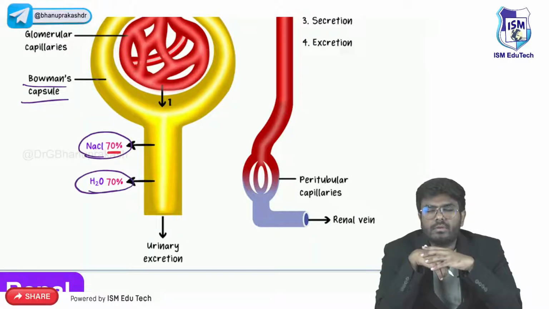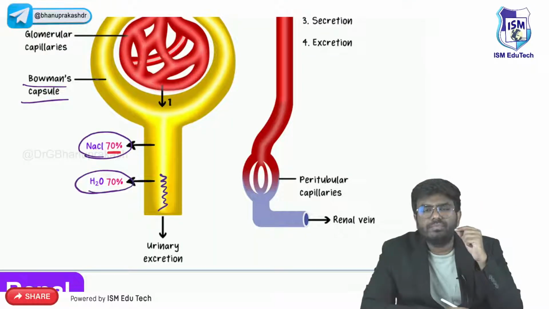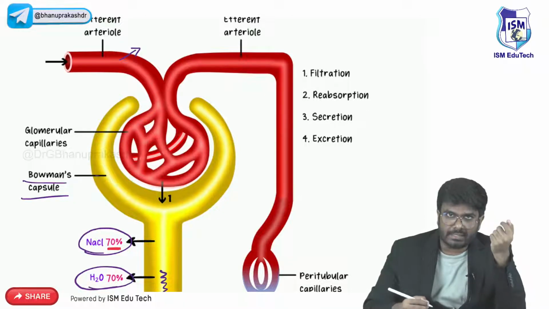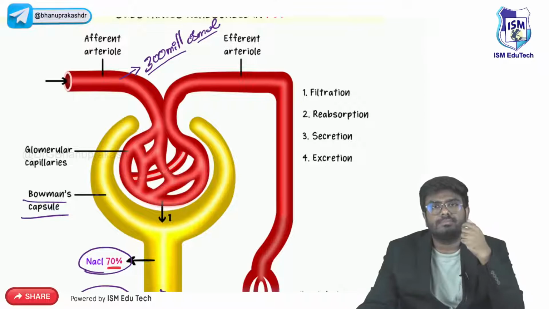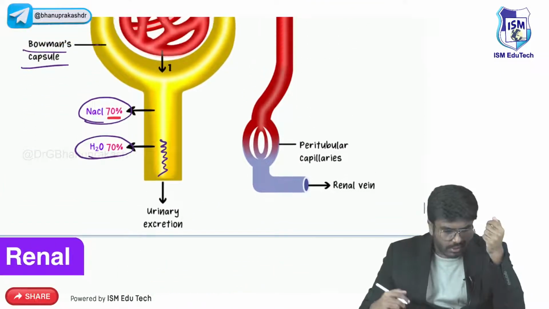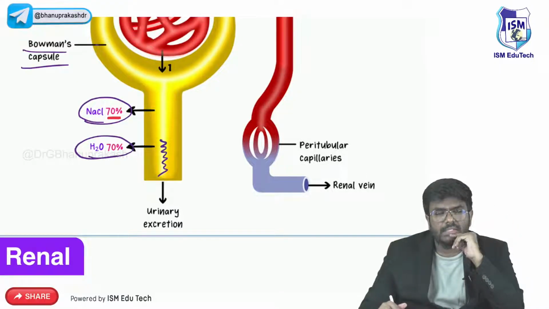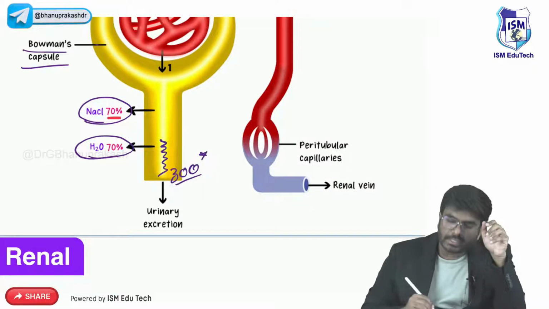Now, I'm asking you, what is the concentration of urine in this area, in the proximal convoluted tubule? What is the urine osmolarity in the proximal convoluted tubule? I can tell you one thing: in the blood, the plasma osmolarity is 300 milliosmoles. In the PCT, what happens to the plasma osmolarity? Does it increase or decrease? The plasma osmolarity will remain the same, 300 only.